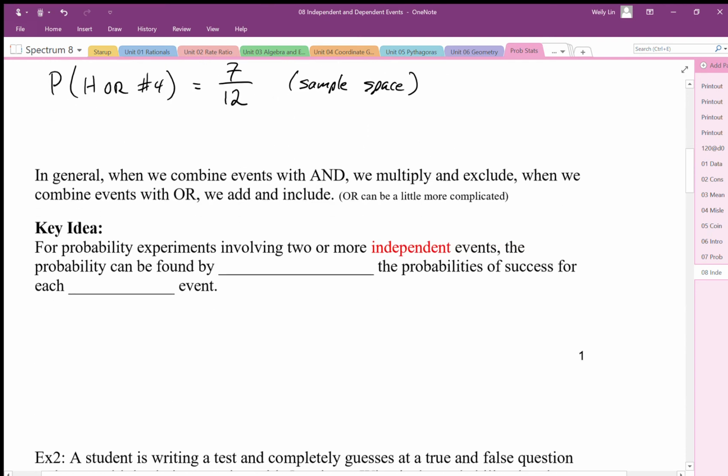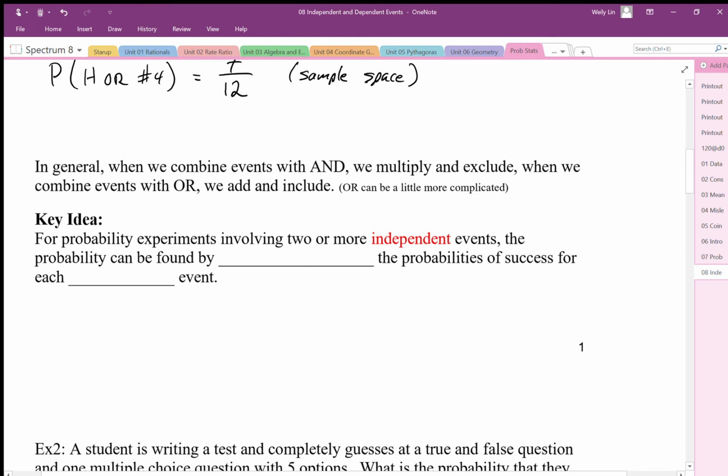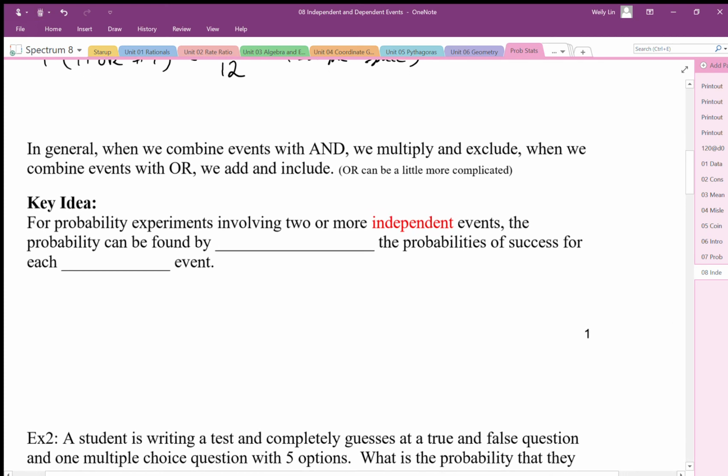And we're only going to work with the AND form of these independent events. So this is a key idea: for the probability of experiments involving 2 or more independent events, we can find the probability by multiplying the probabilities together. So, multiplying the probability of success for each consecutive event.